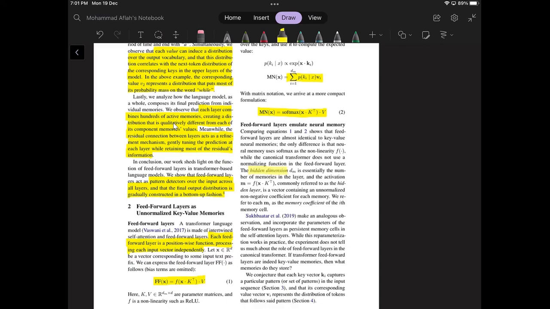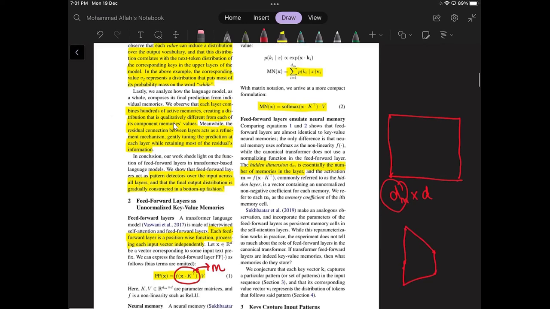So the hidden dimension dm is essentially the number of memories in the layer. So if you have a matrix, and the dimensions of the matrix are dm cross d, you have dm number of keys. And then the activation m, which is f of x into k transpose. So this value is referred to as the hidden layer because you haven't yet multiplied it by the value, right? So this is the fan-in matrix sort of thing. So you have such a setup.